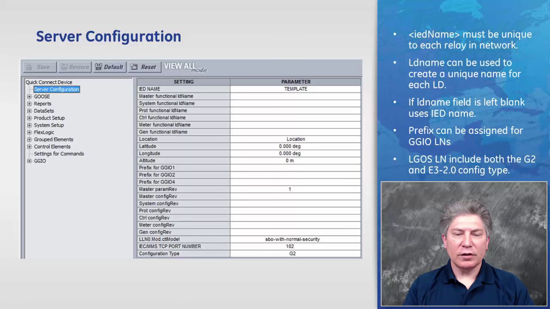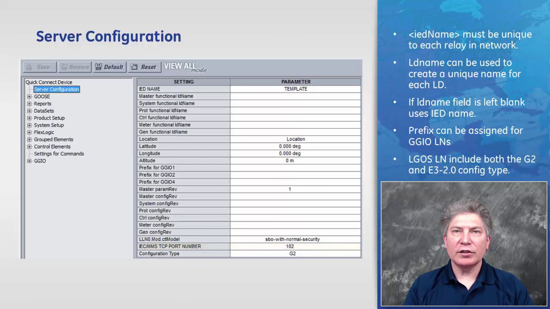The next group of fields is for revision control. Any changes made to that specific logical device will automatically advance the revision. The next field is llno.mod.ctlModel, which specifies the control service the clients must use to control the test mode function of the UR relay. The next one is the IEC MMS TCP port number. Just leave it at default. This is typically not touched.